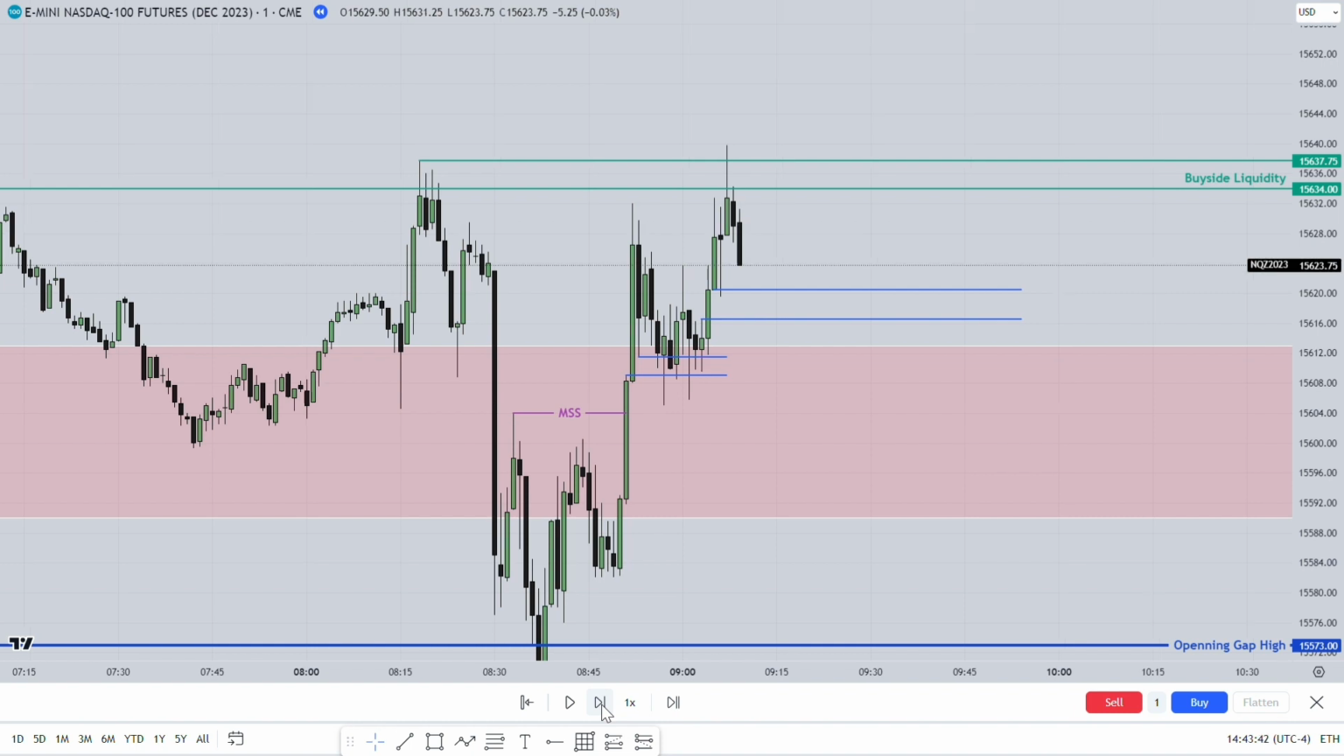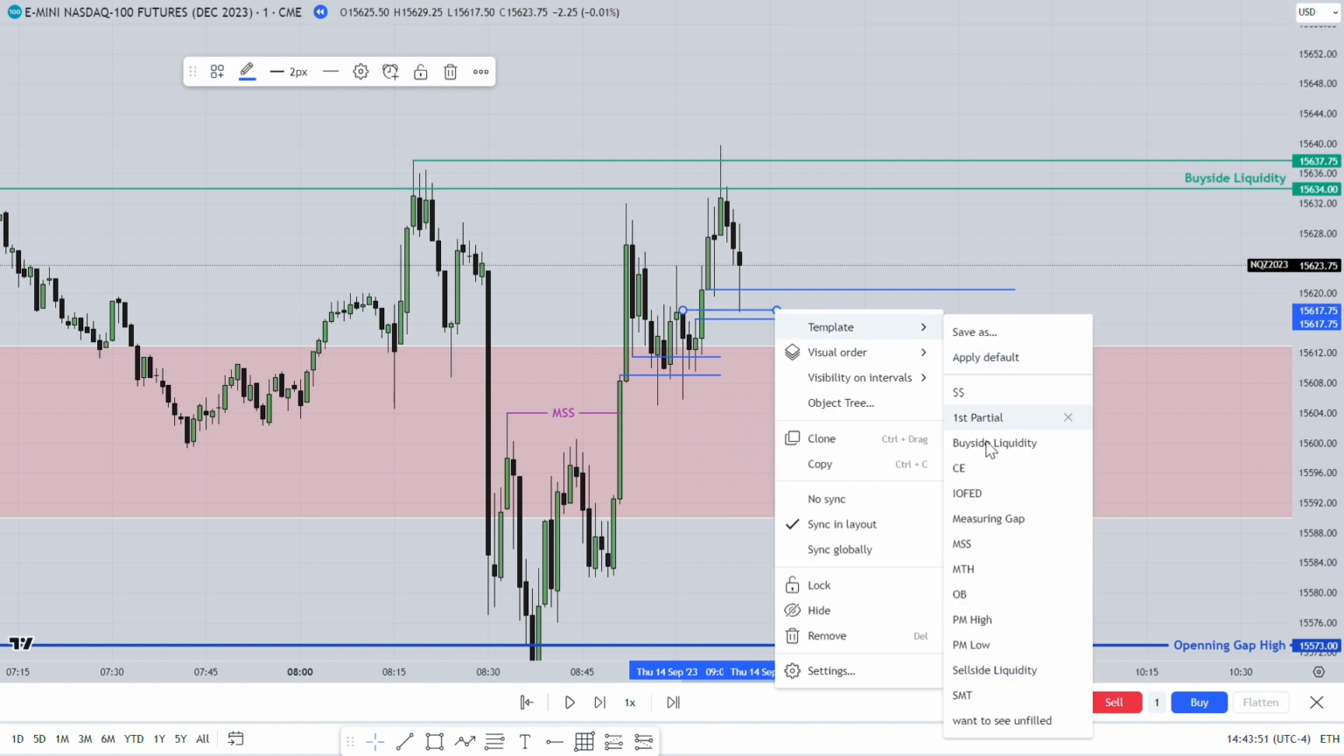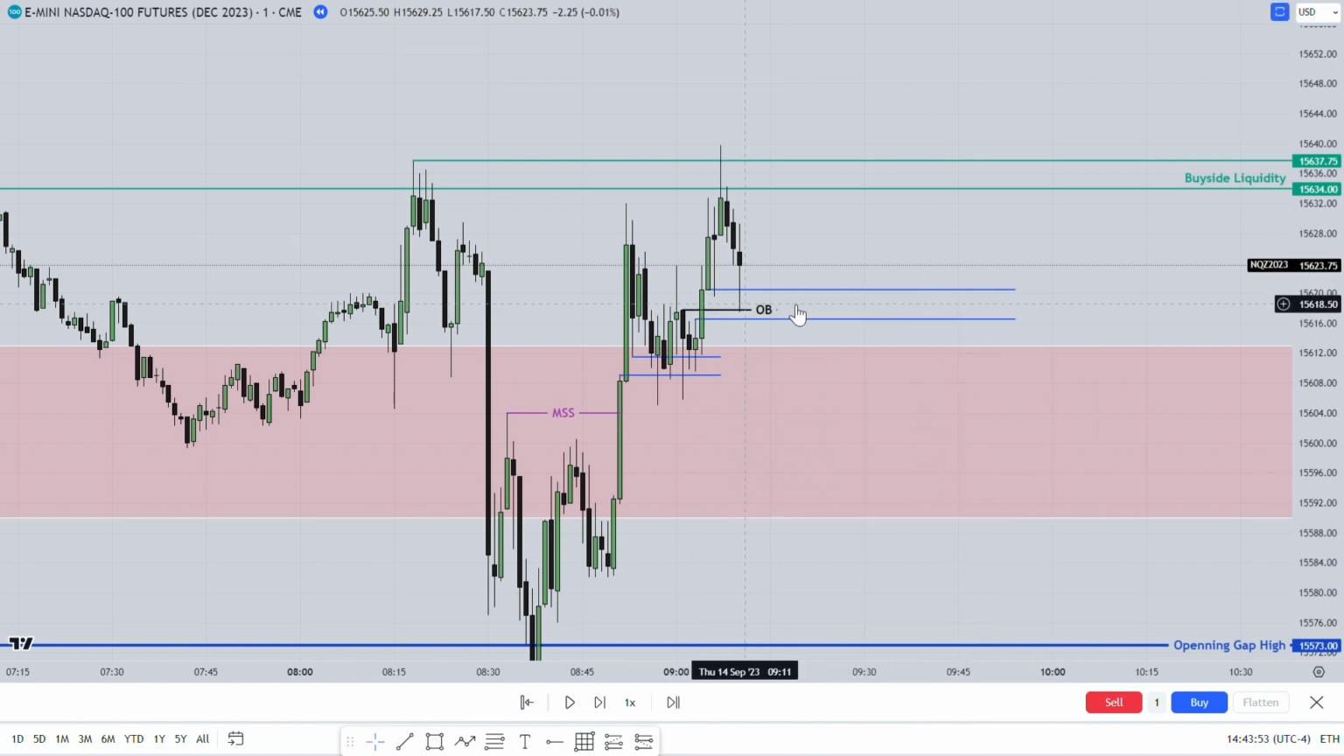So you see it has come to the water block again, to the gap you can say, and it came to the water block as well. Here is your water block. So it came to the water block. If you didn't actually take any entry over there, you could take your entry at the water block level.